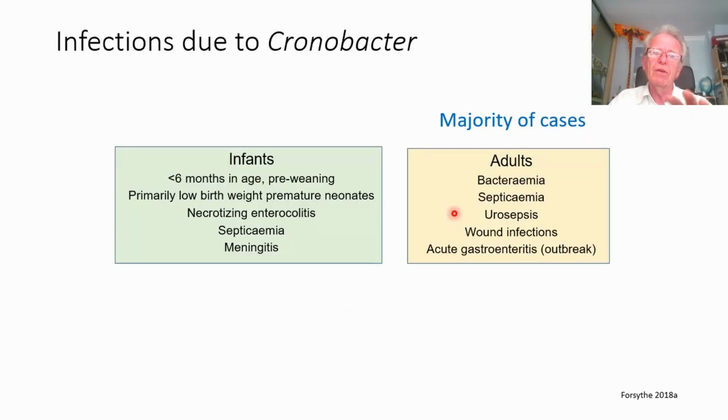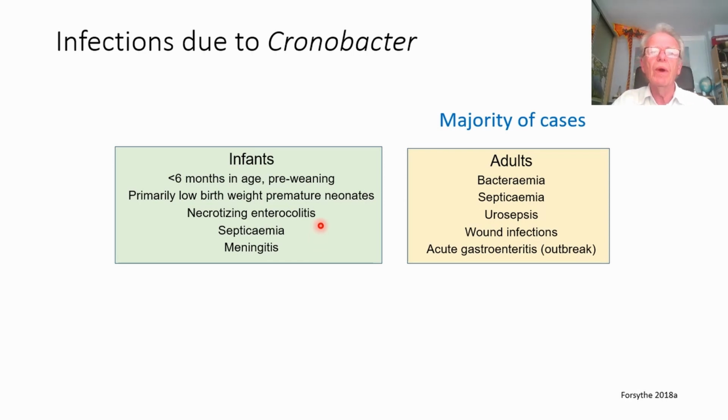Now, Cronobacter malonaticus and sakazakii in particular cause infections in adults and infants. The majority of reported cases are in adults, but it's those in infants that hit the headlines and have, understandably, more emotive impact on people.